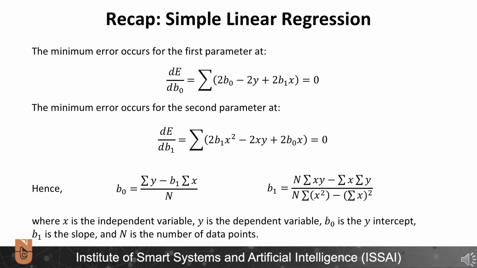If we solve the two equations dE by dB1 and dE by dB0 for the parameters b0 and b1, we get equations shown at the bottom of the slide.